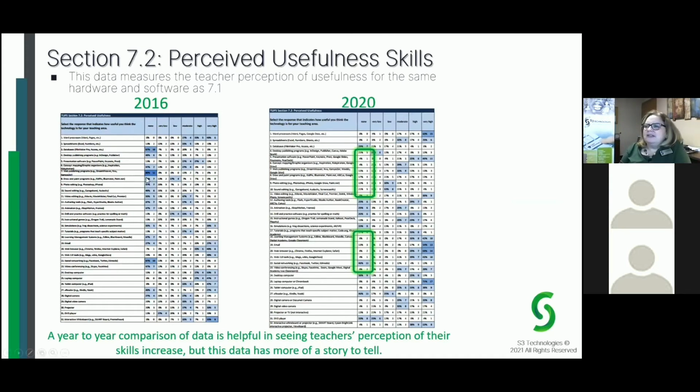So you can see here, a lot were ranked as none, like there's no usefulness to it. So you're seeing a lot of that has changed by 2020, and they're really starting to see how useful it is in the classroom and how it can actually affect the students' learning and impact their learning. So that's a big ideological shift for the teachers.